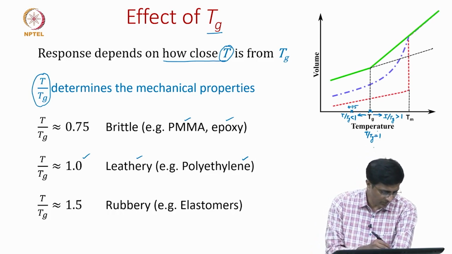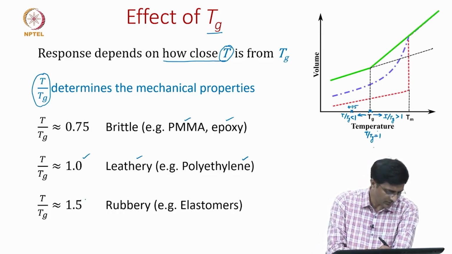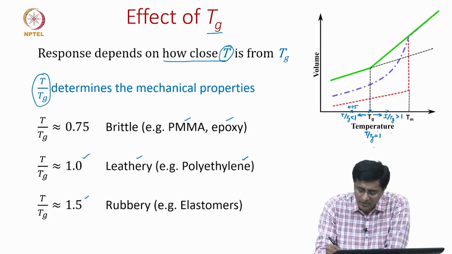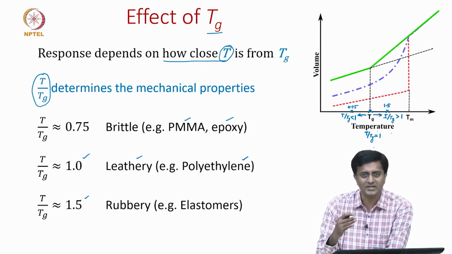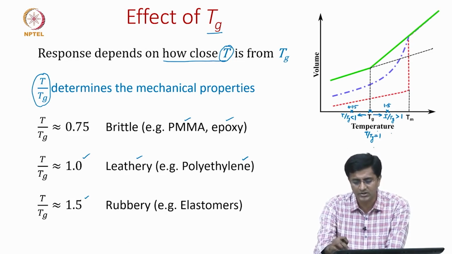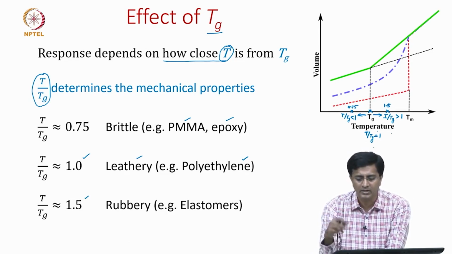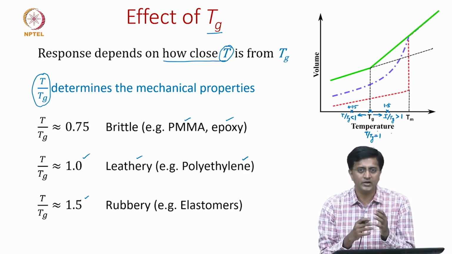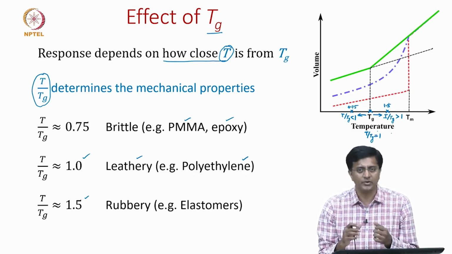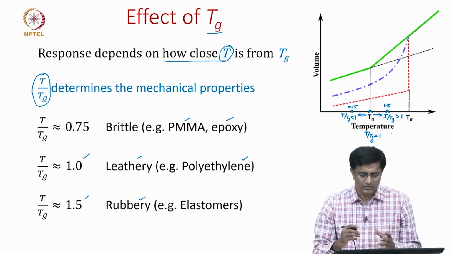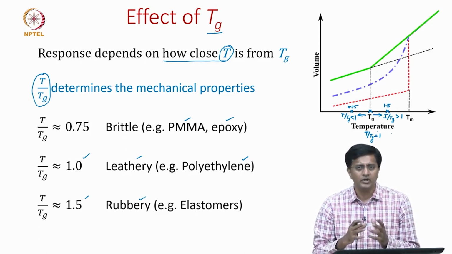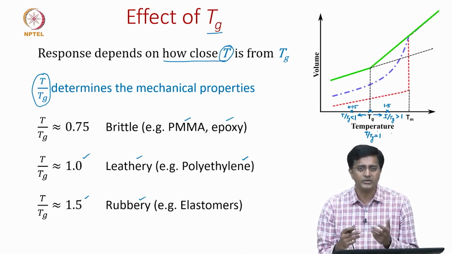Lastly, we will look at rubbery behavior. This we notice when this ratio T by Tg is about 1.5, which means we are somewhere here on this plot. Since we are above the glass transition temperature, the secondary bonds are broken, and we have free volume. This allows the polymer chains to slide over each other. This gives us the rubbery behavior. So, this ratio T by Tg can help you define the mechanical behavior of a certain polymer.